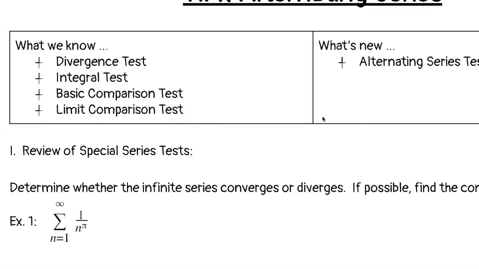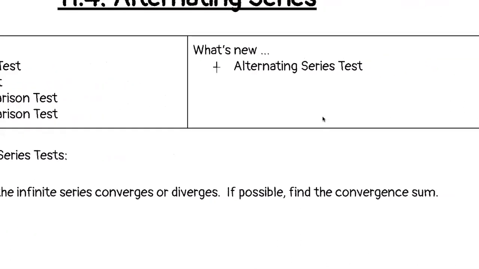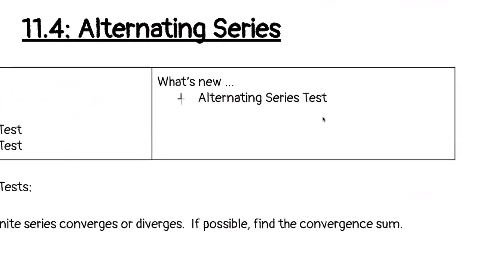Okay. So those are some of the tests that we learned yesterday, right? In addition to the special series that we learned on Monday, where we had a geometric one, a telescoping one, and our P-series, or the special case of the P-series, which is the harmonic series. And so what's new today, after we review a few of those other ones, is we're going to take a look at something called the alternating series test, okay?